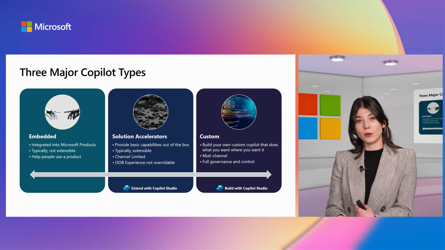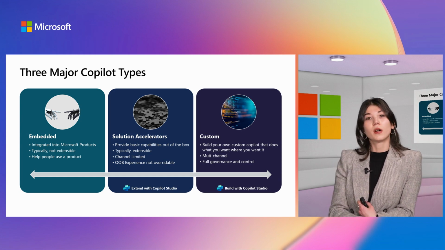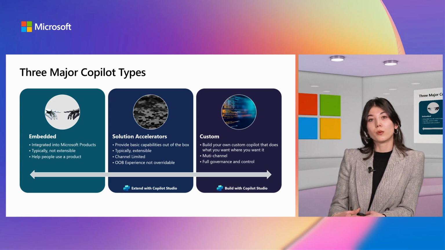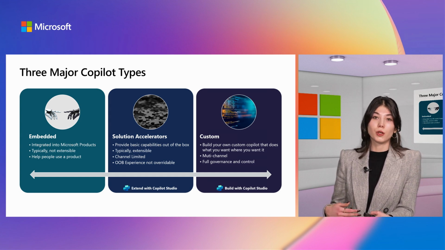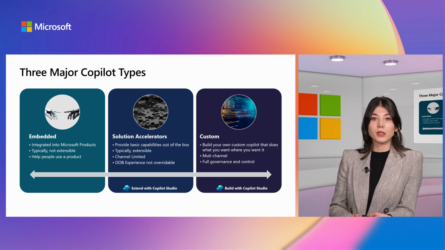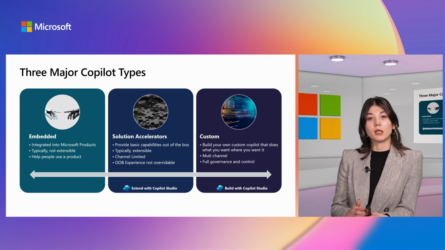Then we have the solution accelerators. These are also the built-in solutions like M365 Copilot, Copilot for Sales, Copilot for Service. So these are built in, but they can be extended, because of course they come out of the box, but what we want to allow you is to create solutions that are meaningful and tailored to your business needs. Therefore, you can use Copilot Studio to extend the capabilities by, for example, connecting to some of your other line of business applications or other third-party tools. Of course, these are channel limited, so that is also the difference with the custom Copilots.